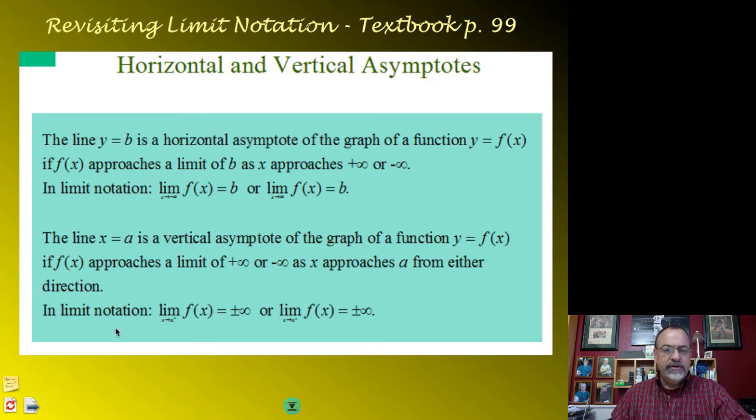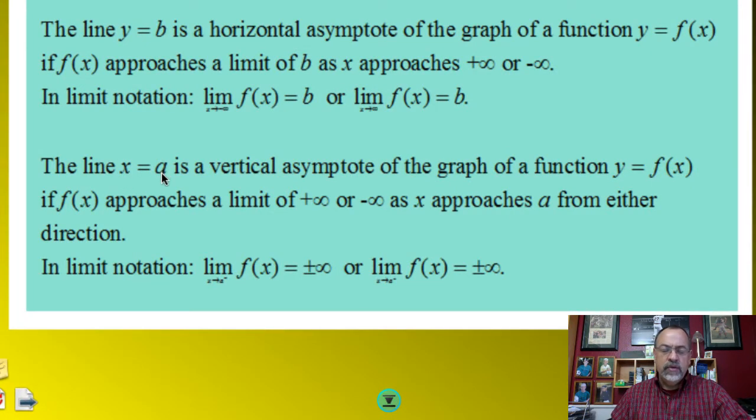What this little paragraph down here says is that if you have a line x equals a, where a is just some real number along the x-axis, and that vertical line is an asymptote, then as you approach it from the left or the right, the y values are going to end up going towards either positive infinity or negative infinity on both sides of that line. They can both be going towards positive infinity, both towards negative infinity, or one can be going positive and one negative, but it doesn't matter. As you come close to that x value from the left and from the right, the y values are going towards infinity on both sides. That is what, in limit notation, would describe a vertical asymptote.